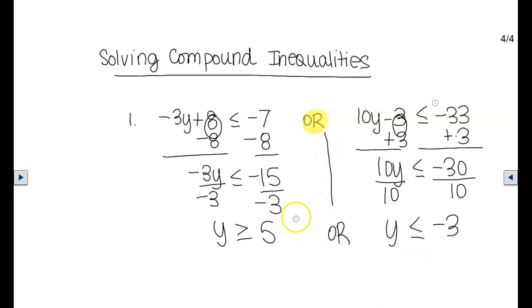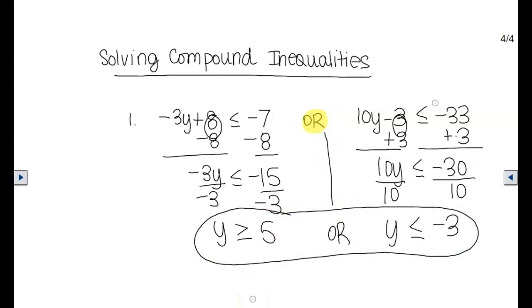And I'm going to carry that word or down here. So here is my solution. Y in this problem can either be a number that's greater than or equal to 5, like 6 or 7 or 8, or y can be a number that is less than or equal to negative 3, like negative 4 or negative 5 or negative 6. It can be either, because this thing says or. So now, let's put this on a number line.